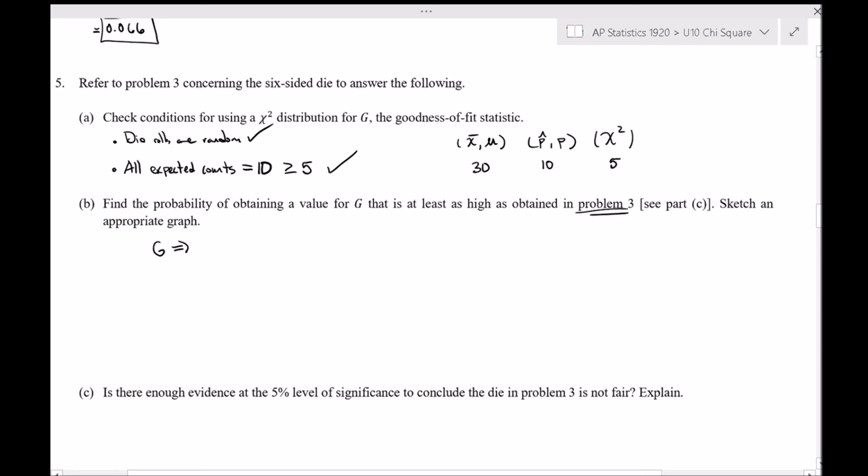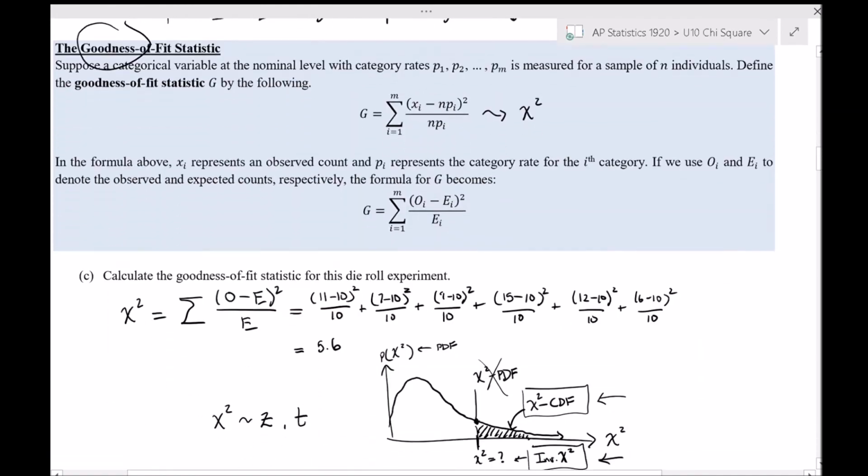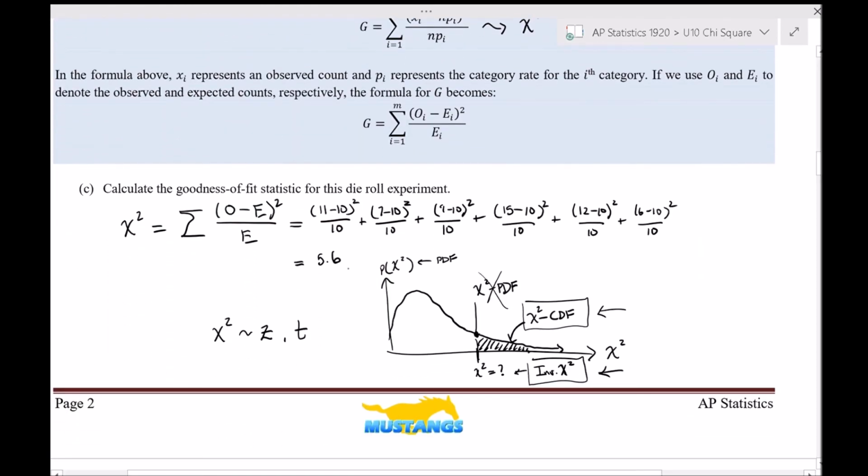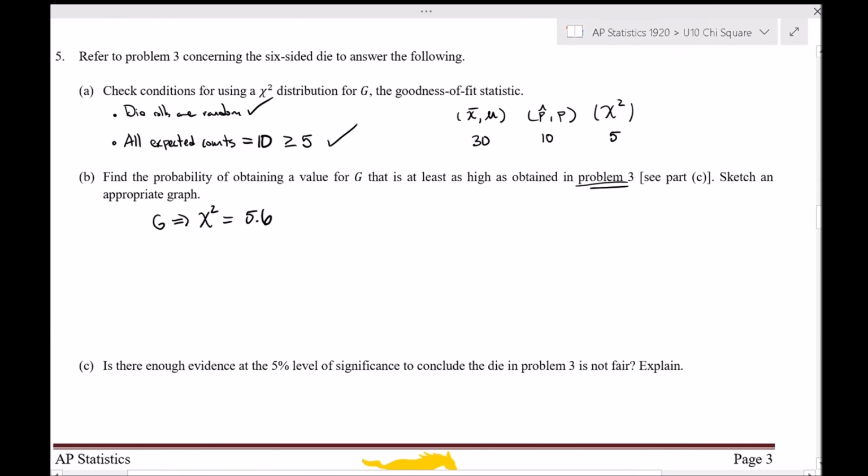In this case, this goes towards a chi-square, and this was equal to 5.6. Let me double check. Yeah, 5.6, and I should have boxed that. So they want the probability that chi-square is greater than 5.6. This is under the assumption that this is a fair die. Expected counts were 10 all the way across, so that was already built into the formula for calculating this chi-square statistic.